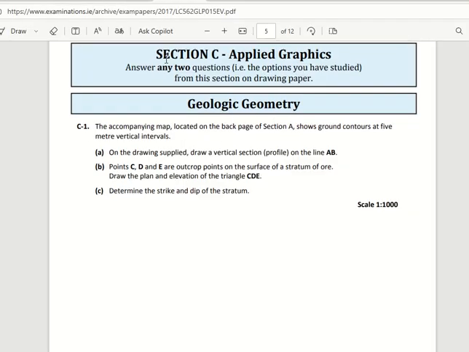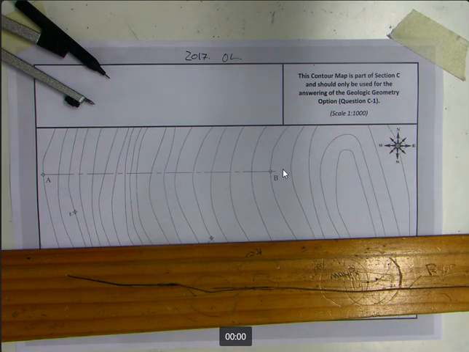2017 ordinary level question C1. First thing we're asked to do is, on the drawing supplied, draw a vertical section of profile line AB. Then we're asked that the outcrop points on the surface are stratum of ore, draw the plan and elevation of the triangle CDE, very easy. And then the last hard bit is the strike and the dip. Okay, so on our map we're going to do that now.